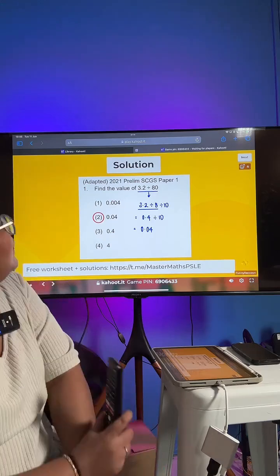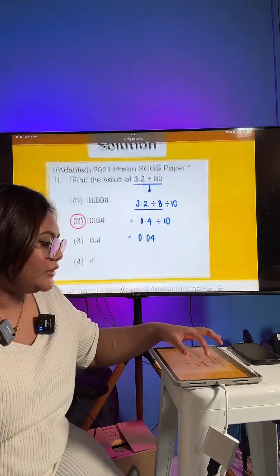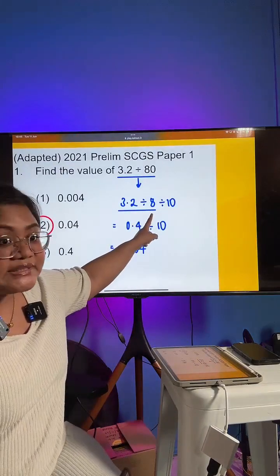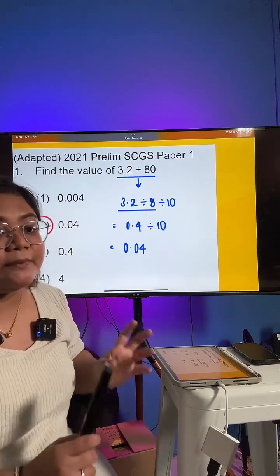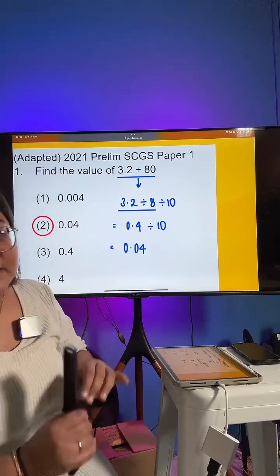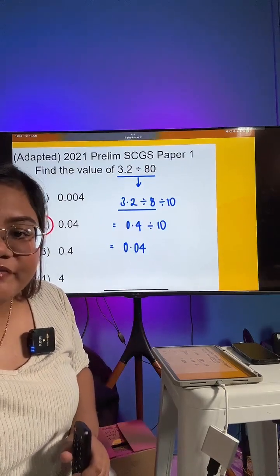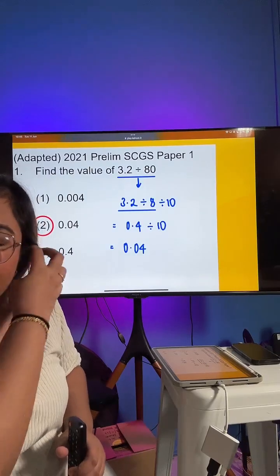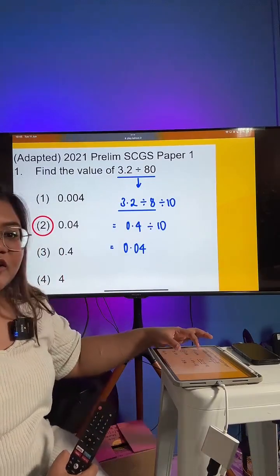Thank you very much. Okay, so solution here, 3.2 divided by 80. What we want to do is to take 3.2 divided by 8 first to give us 0.4, and then we further divide by 10. Divided by 80 means divide by 8 first, then divide by 10. So we will get 0.04. All right, friends? Good.